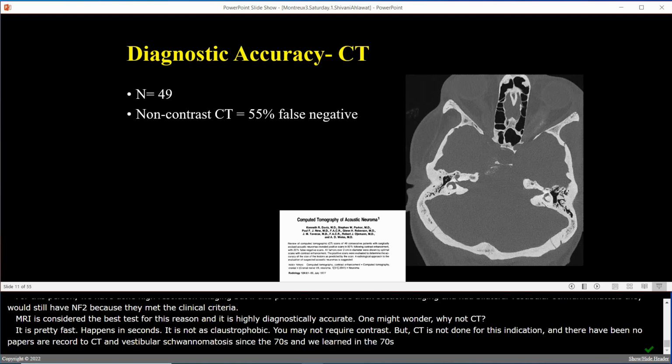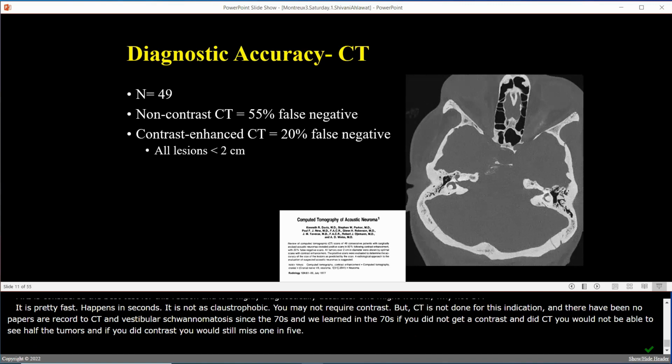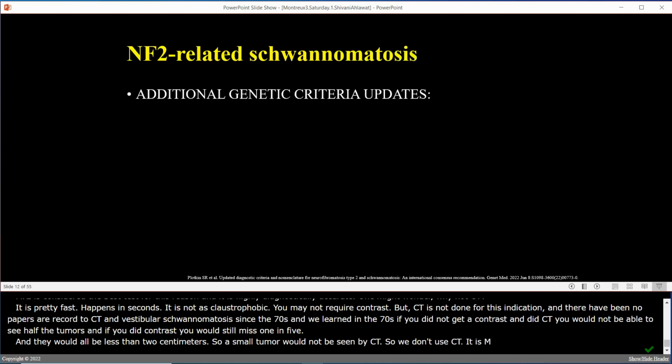be able to see about half the tumors. And if you gave contrast, you would still miss about 1 in 5. And they would all be less than 2 centimeters. So a small tumor would not be seen by a CT. So we don't use CT for this purpose at all. It's MRI with contrast using thin section imaging.